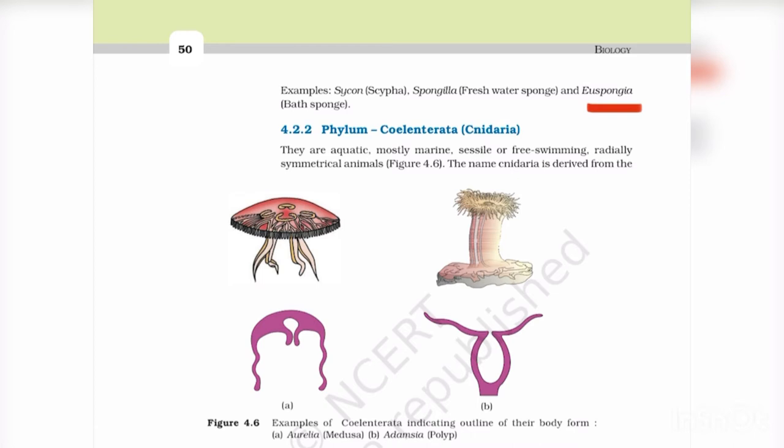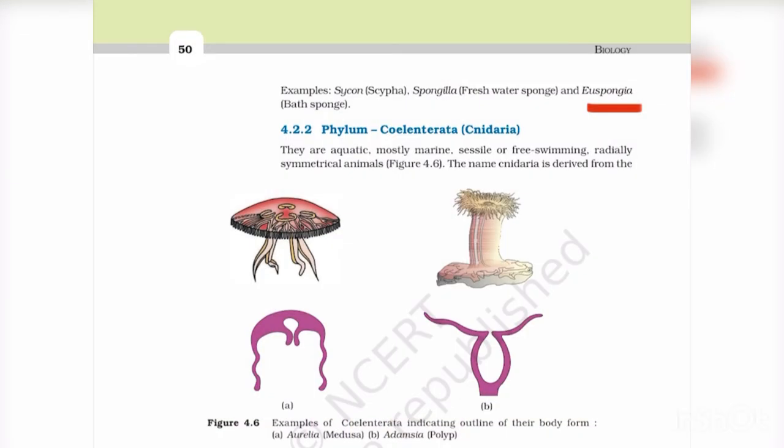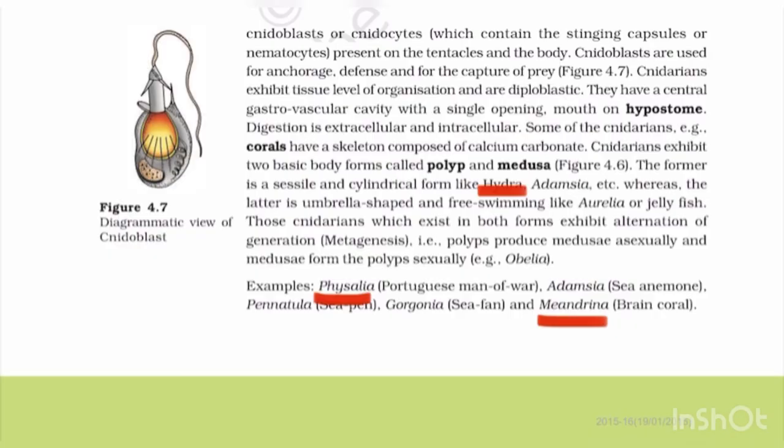4.2.2 Phylum Coelenterata, Cnidaria. They are aquatic, mostly marine, sessile or free-swimming, radially symmetrical animals, figure 4.6. The name Cnidaria is derived from the cnidoblasts or cnidocytes, which contain the stinging capsules or nematocysts, present on the tentacles and the body. Figure 4.6: examples of Coelenterata indicating outline of their body form. A. Aurelia, medusa. B. Adamsia, polyp. Cnidoblasts are used for anchorage, defense and for the capture of prey, figure 4.7.